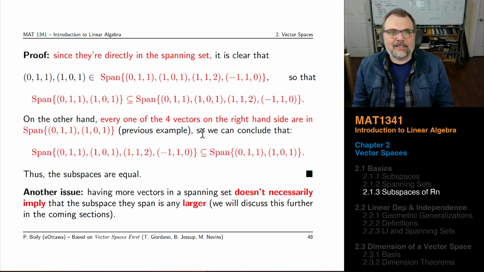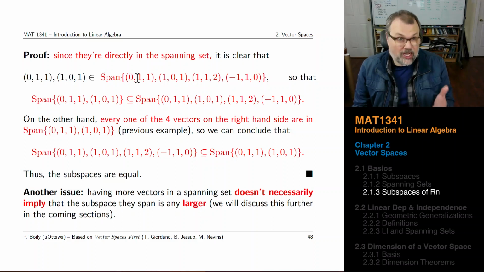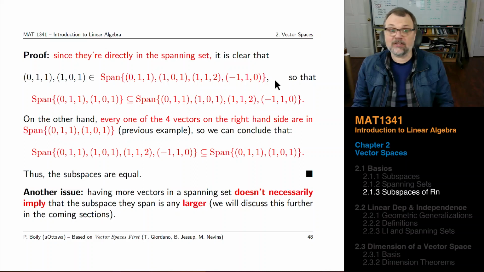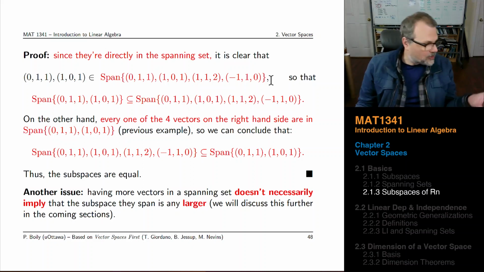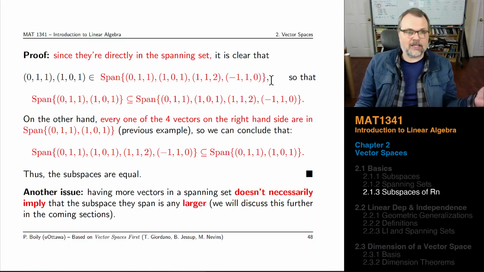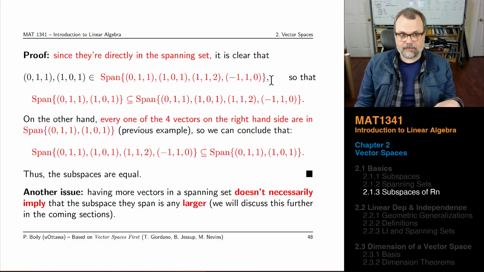Well, it's easy to see that on the left, the two vectors in the spanning set have to be in the span of the four vectors because they're directly in the spanning set. And there's a linear combination. It's just put 1 in front of the vector and 0 in front of everything else. So you can show easily that the span of the first spanning set is in the span of the second.